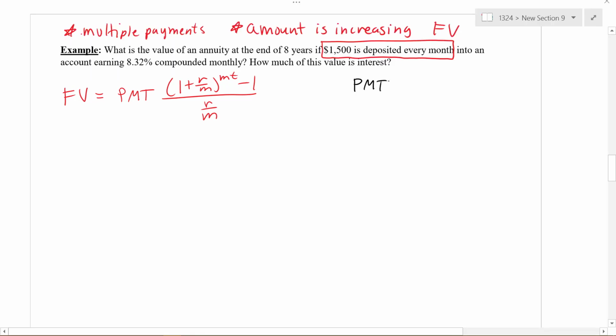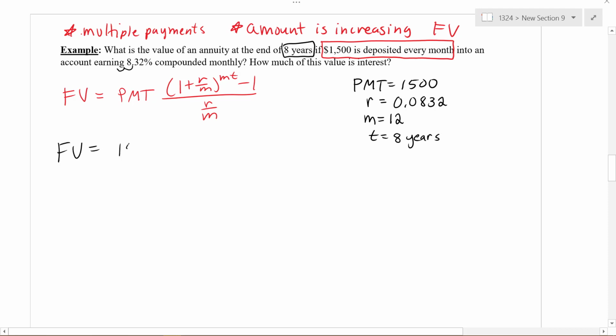So the payment is $1,500. The R value, that's 8.32% written as a decimal, so I'm going to move my decimal 2 spaces to the left, and I get 0.0832 for that interest rate. We are depositing every month and compounding monthly, so our M value is 12. The T value is going to be 8, because we're going to do this for 8 years. Okay, so let's plug everything in and then we'll solve for our future value.